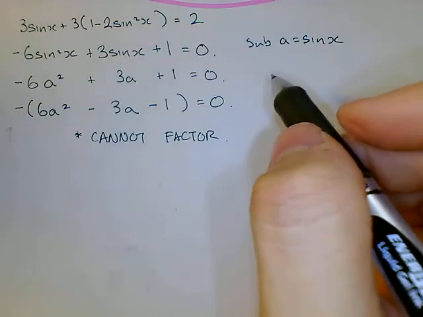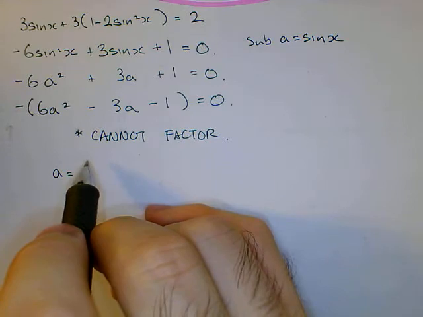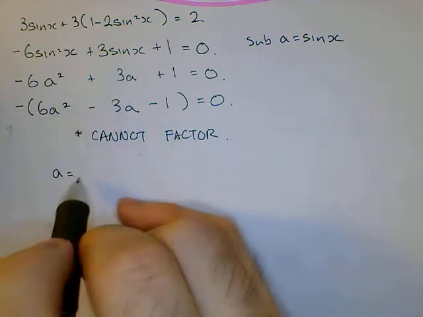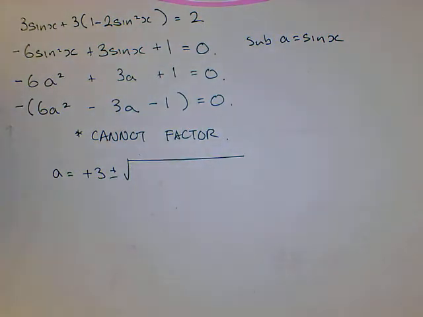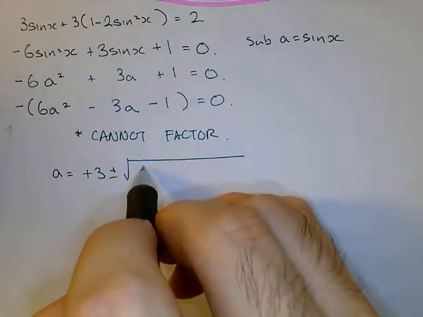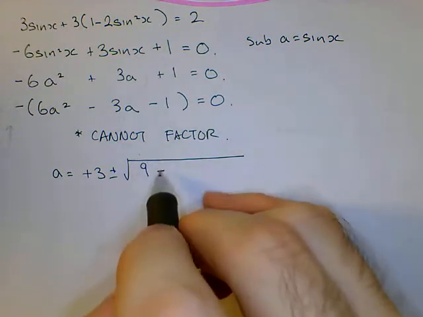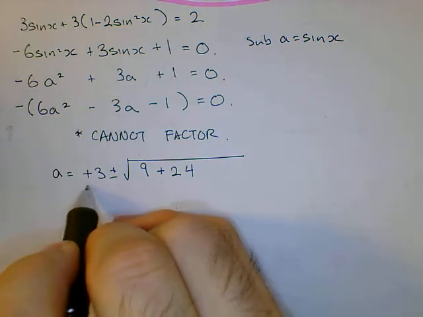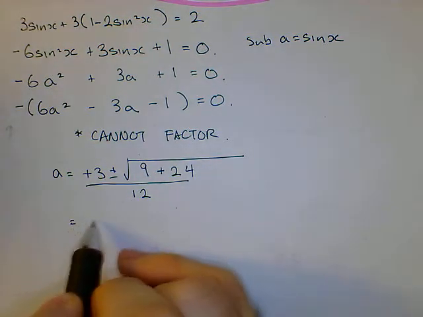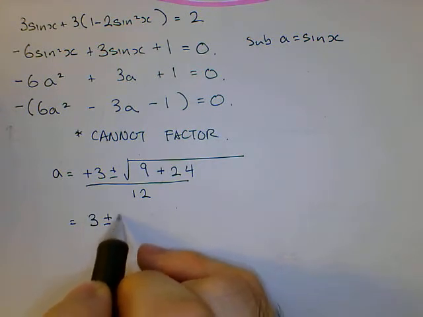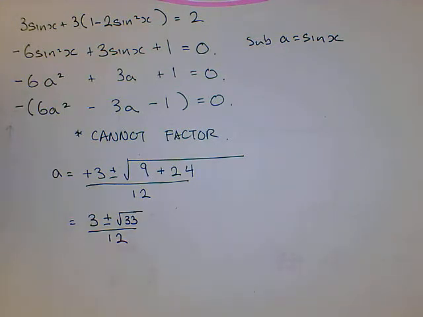Okay, and so I'm going to figure out what a is. My negative b is negative 3, so plus 3 plus or minus the square root of b squared minus 4 times a times c, all over 2a. So that is going to be 3 plus or minus root 33 over 12.